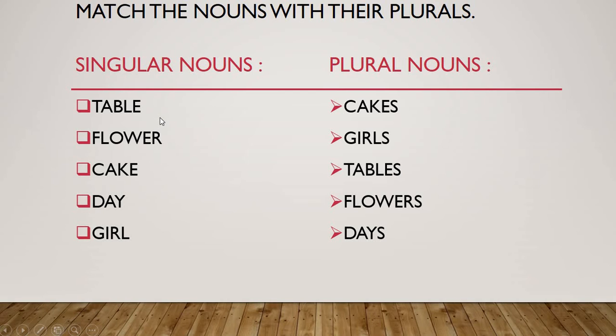I hope that you are writing, students. Please write it quickly. Number 2, flower, F-L-O-W-E-R, flower. Number 3, cake, C-A-K-E, cake. Number 4, day, D-A-Y, day. And number 5, girl, G-I-R-L, girl. I hope that you have written this side.